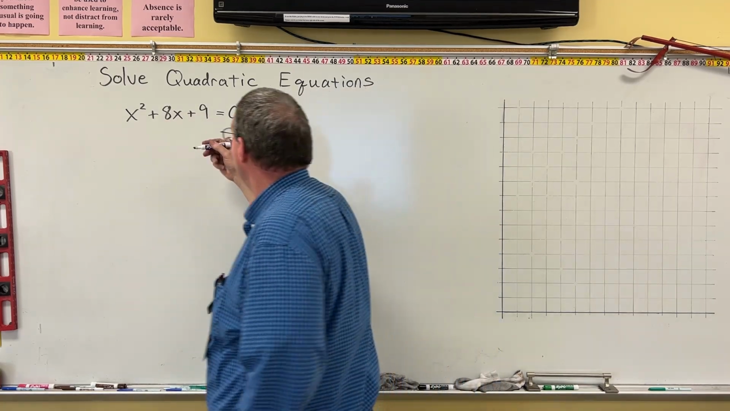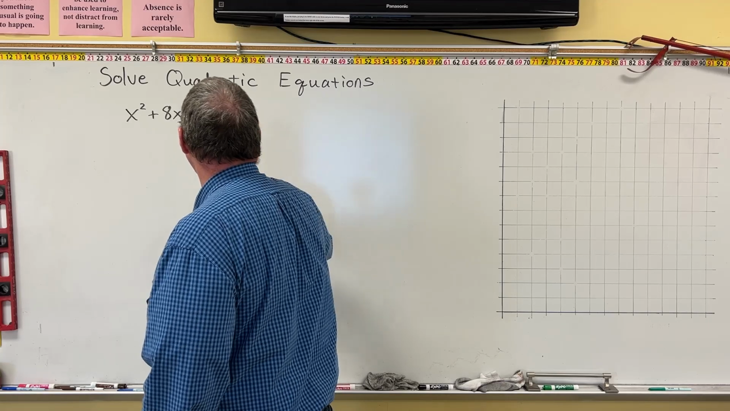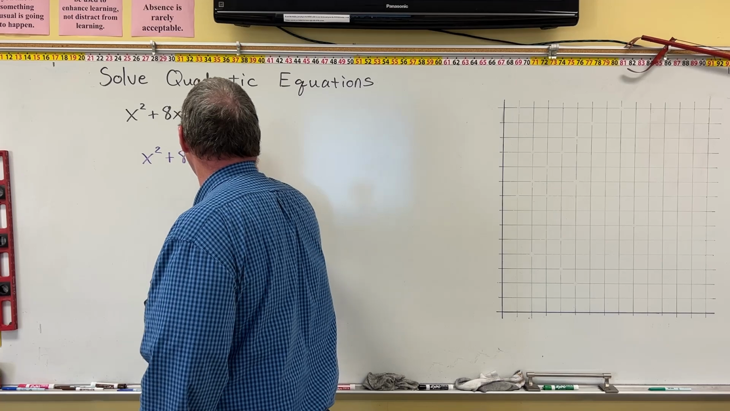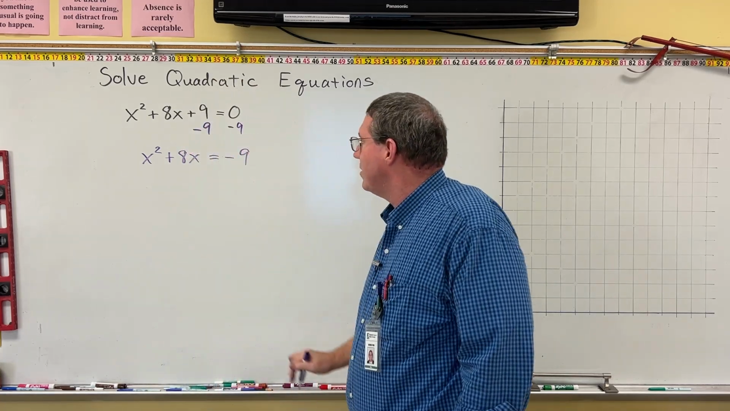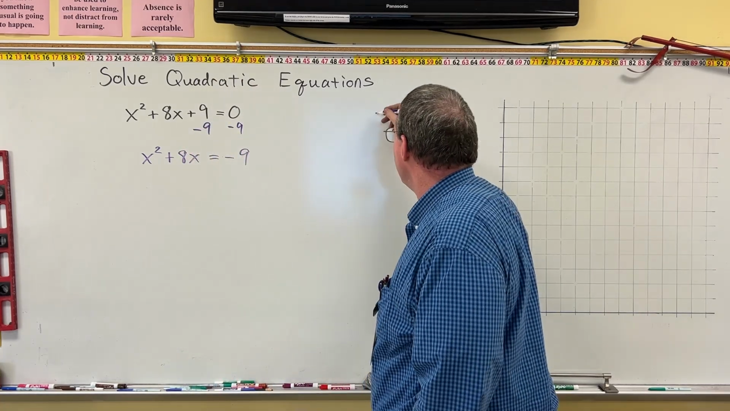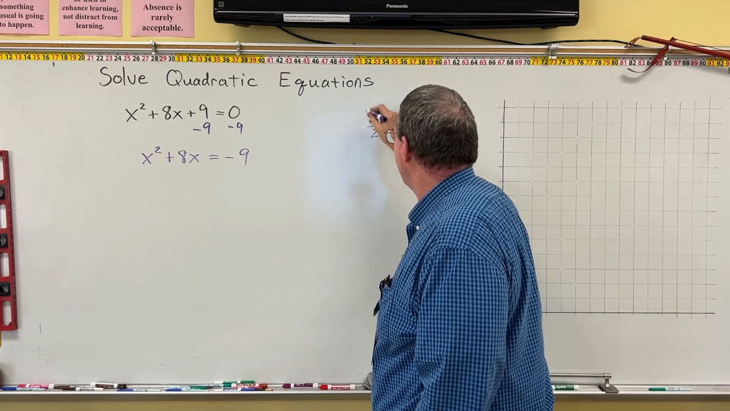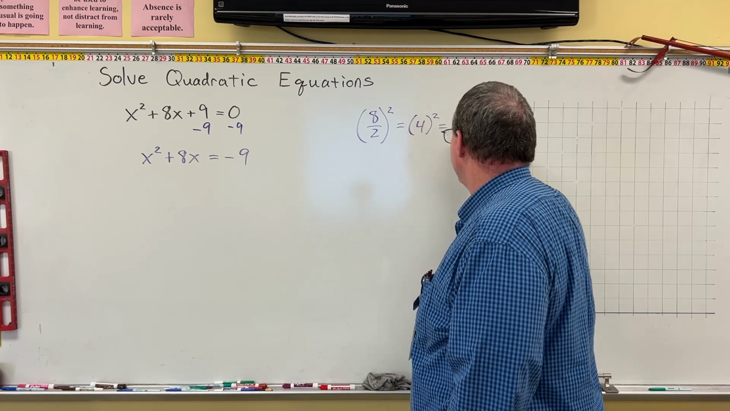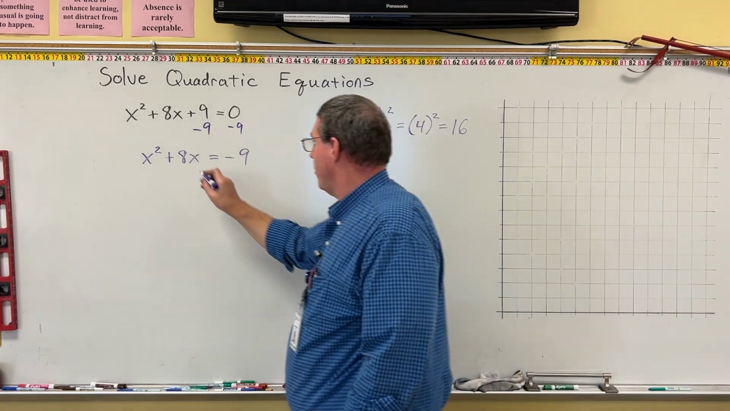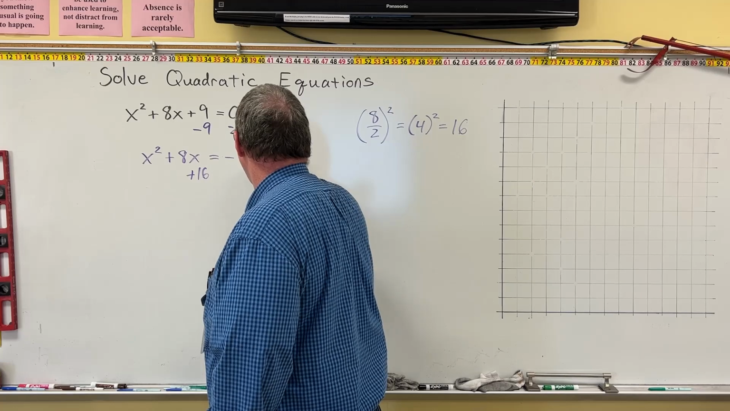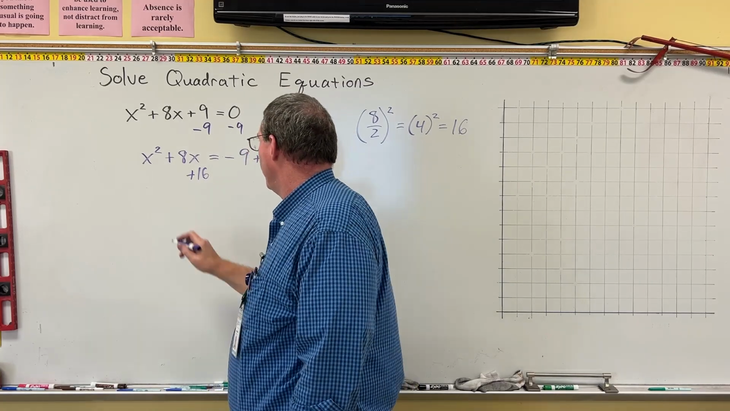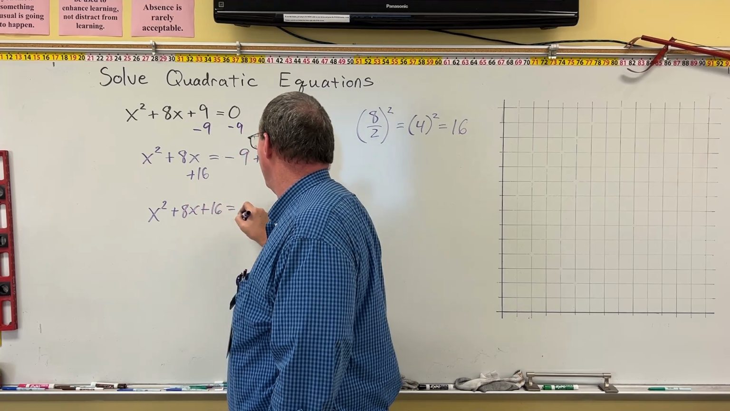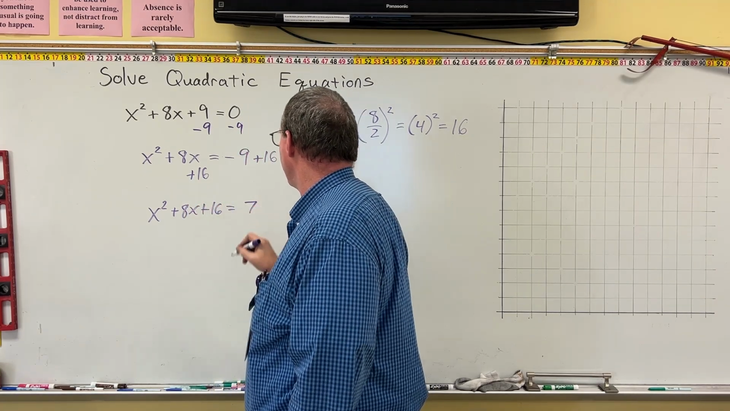So the first thing we're going to do is subtract 9 from both sides, and we wind up with x squared plus 8x equals negative 9. Now we want to take half of the middle term, which is 8, the b term. So half of that, divide by 2, and then square it. And so that's 4 squared, which is 16. So we're going to add 16 onto the left, and we're going to add 16 onto the right. On the left, it's going to become x squared plus 8x plus 16 equals negative 9 plus 16 is 7.